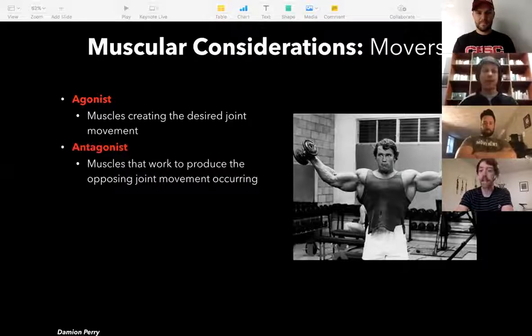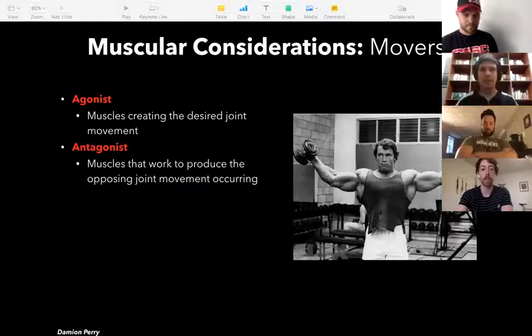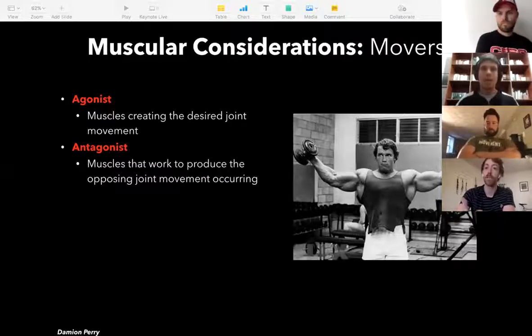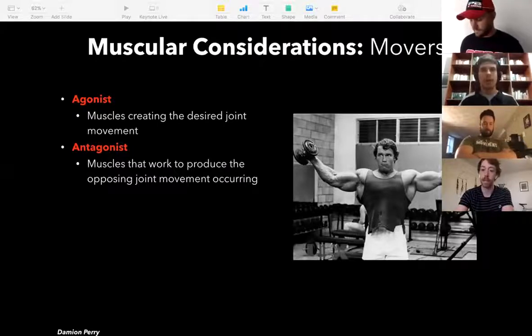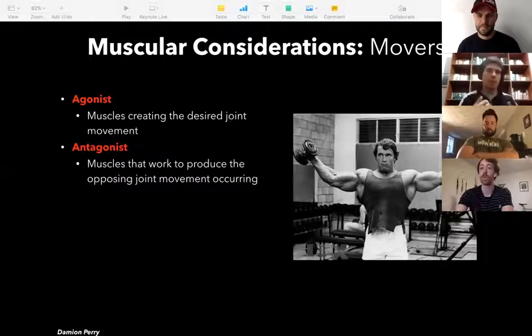Then the antagonist is going to be the opposing muscle group. So in this case, it would be his lat, and I'll go over it briefly in a second, but something that's going to oppose the movement, so that way he doesn't throw those dumbbells to the ceiling. He has something that opposes and checks his forces, so that way he doesn't injure himself, and he controls the rate of force development and things like that.